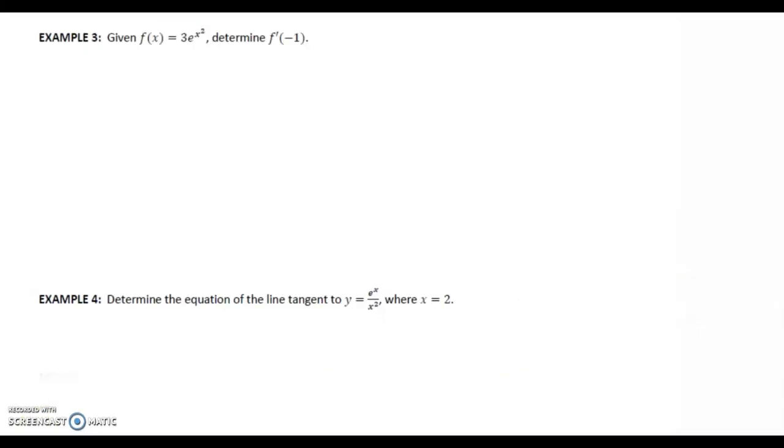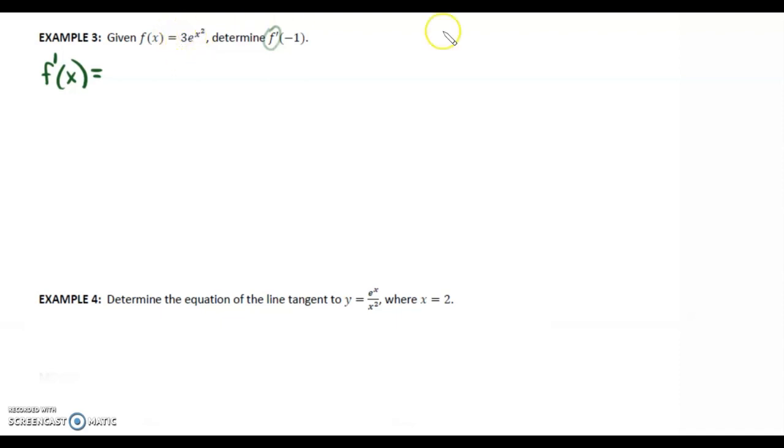Example 3, given f at x equals 3e to the x squared, determine f prime at negative 1. Okay, so the first step is to determine f prime. So we're going to take f at x, and we're going to find f prime at x. It's right here, so I'm not going to rewrite it.